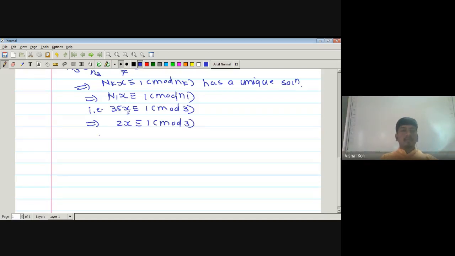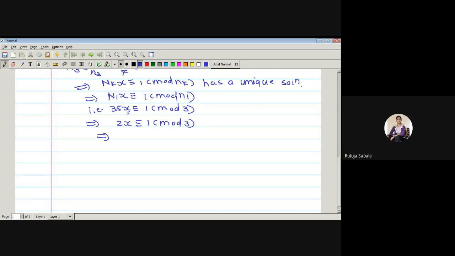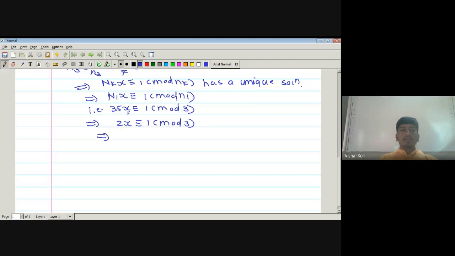Now, whether x equal to 1 is the solution of this linear congruence. If we put x equal to 1, then it is 2 minus 1. Whether 2 minus 1 is divisible by 3? 1 is divisible by 3? No. If we put x equal to 2, then 2 into 2 is 4, and 4 minus 1 is divisible by 3, which implies x equal to 2 is a solution of this congruence. Let us take x1 equal to 2, a solution of this linear congruence, which is for the first one, that is N1 x congruent to 1 modulo n1.